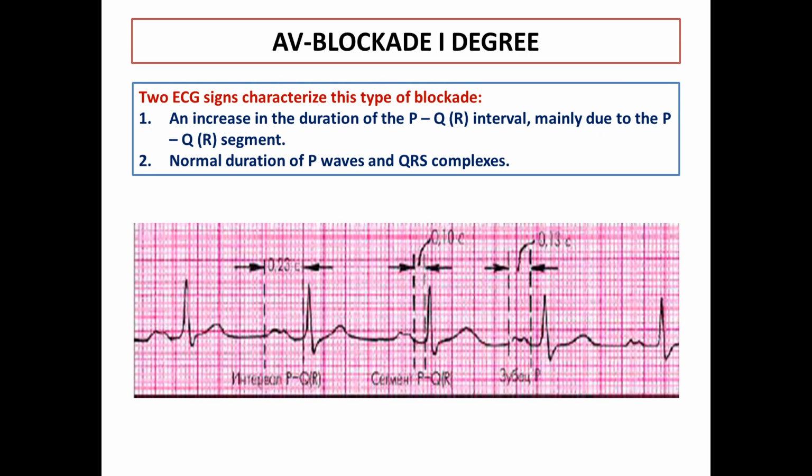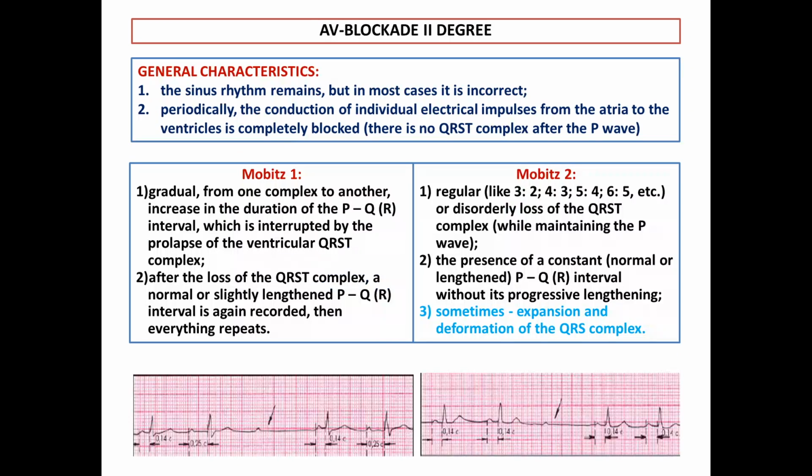Let's start from first degree. On ECG it is characterized by an increase in duration of the PQ interval, mainly due to the PQ segment, you see the duration of the PQ interval, and normal duration of P wave and QRS complexes. This is AV blockage first degree, we just see elongation of the PQ interval. Next is second degree.